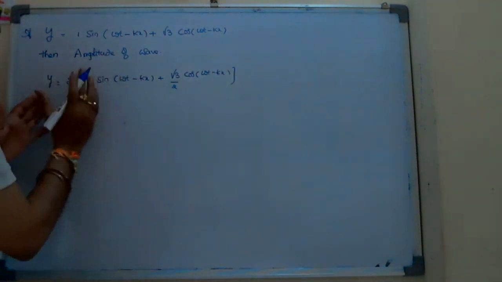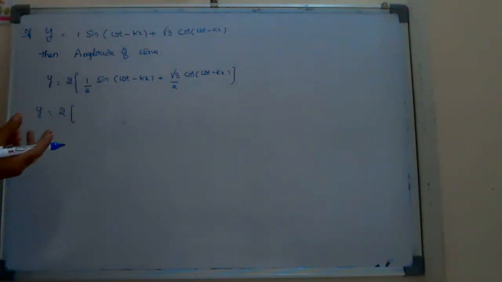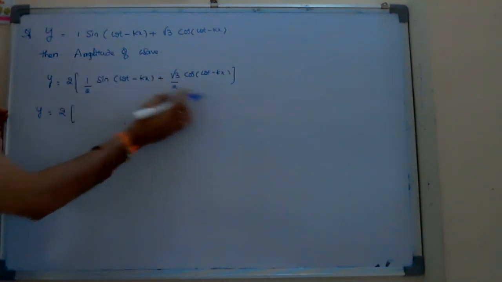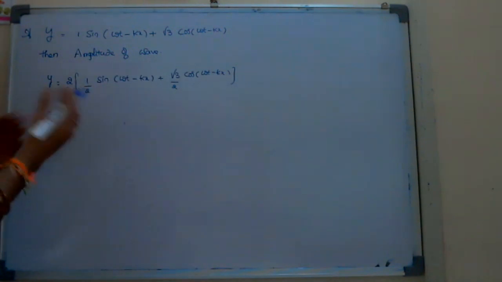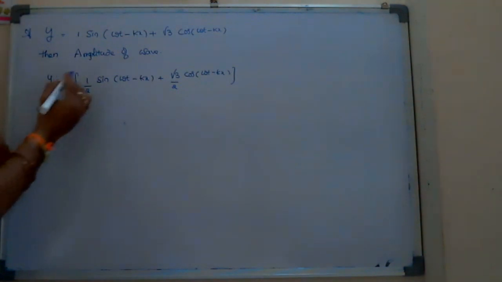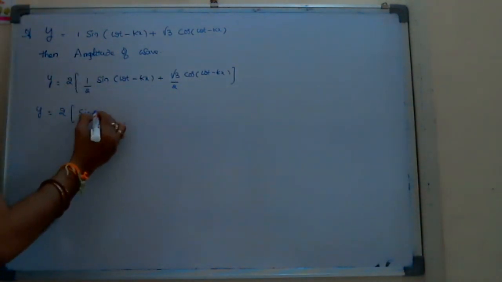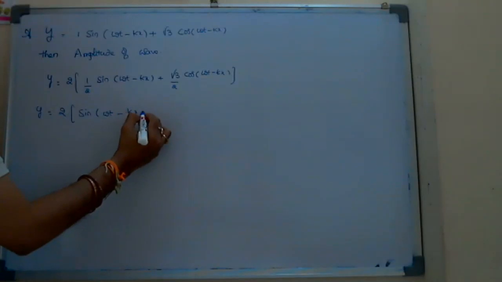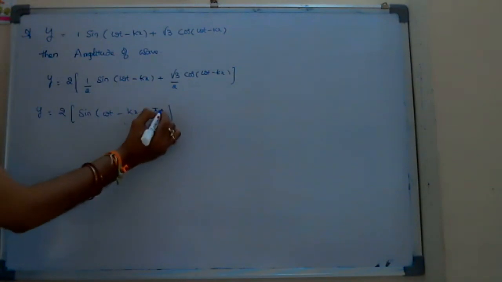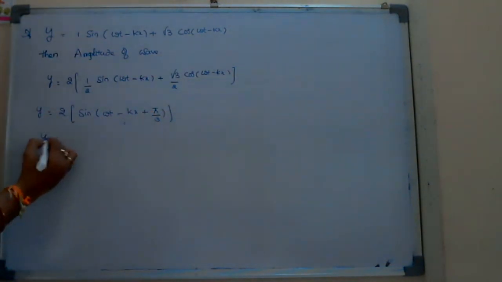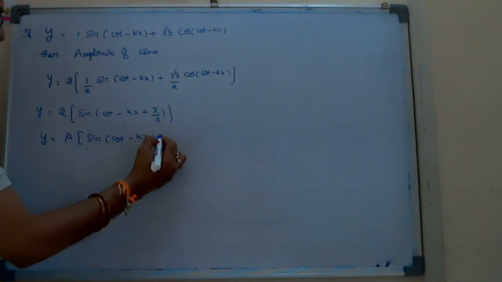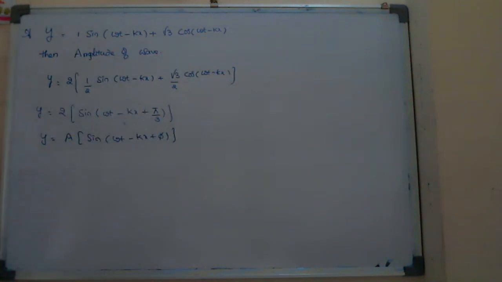Suppose if I want to write in the form of sine. It appears like sine A cos B. Sine of A plus B. Sine 60 plus omega t minus kx. Very good. Then we'll get the form, sine 60, pi by 2. Very good. It is like y is equals to A sine omega t minus kx plus phi. Yeah, very good.